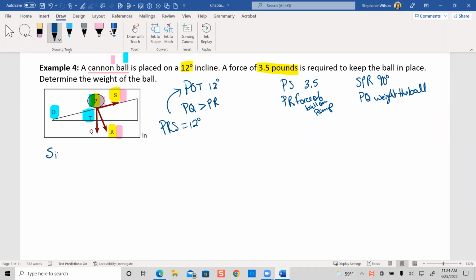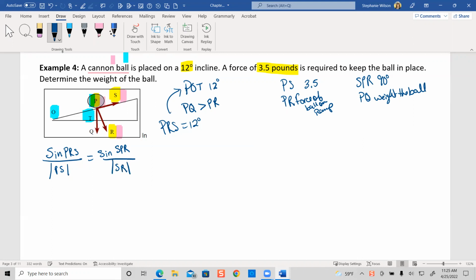So what do I know? I got sine of PRS over the absolute value of PS is equal to sine of RPS. And I got my R in, let me see, it's PR. It's going to be SPR, and absolute value of SR.